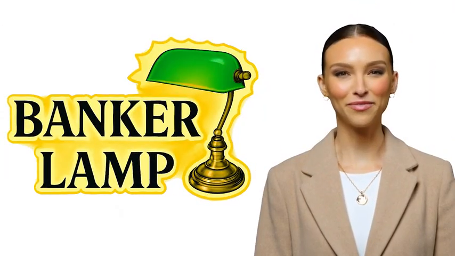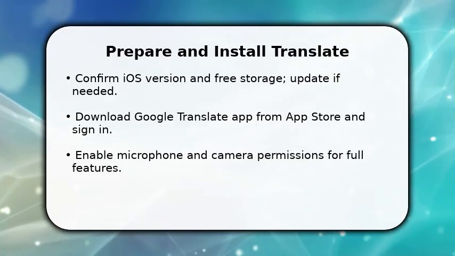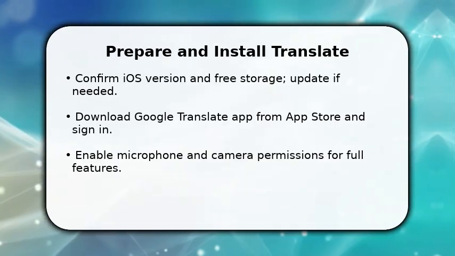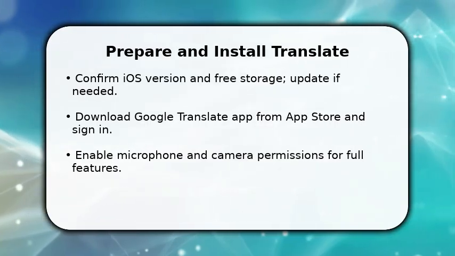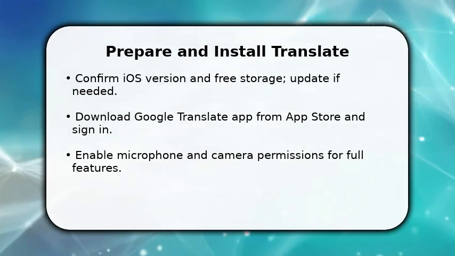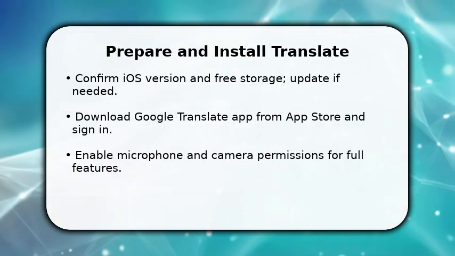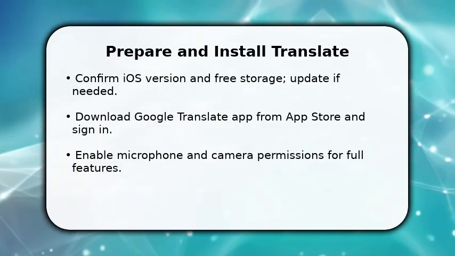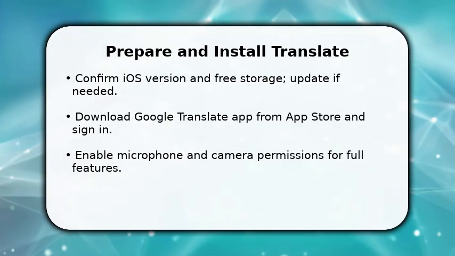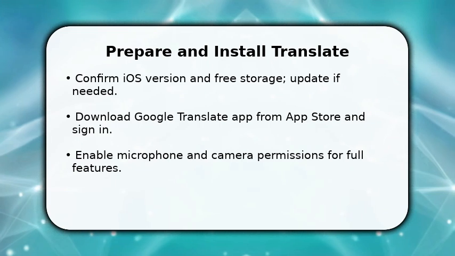Please enjoy the video. You start by preparing the phone and getting Google Translate installed. Confirm your iPhone is updated and has enough space, then download Google Translate from the App Store and sign into your Google account. Once done, grant microphone and camera permissions so the app can use voice and camera translation. Make sure background app refresh is allowed if you want quick startup. These steps let the translation engine and resources be available when you integrate the app with typing workflows.